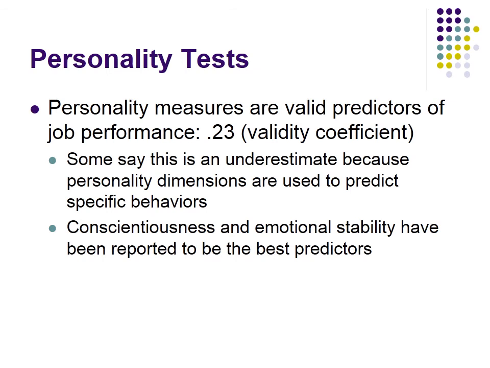Personality measures have been found to be valid predictors of job performance, but notice that r is down a lot smaller than what we have been talking about, about 0.23. Some say this is an underestimate because personality dimensions are tried to use to predict specific behavior. So remember, personality is expected to predict performance across multiple situations. So when we're trying to predict someone's performance or any behavior based on their personality, personality is often not a great predictor of individual, in-the-moment performance.